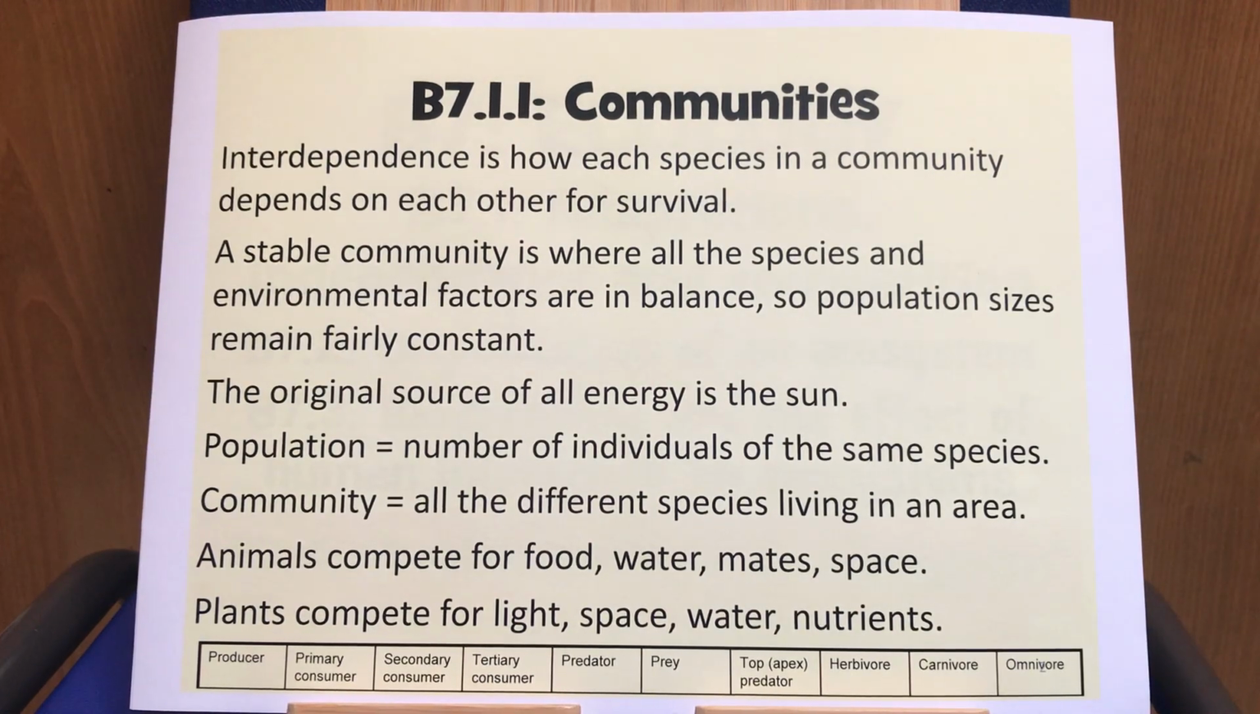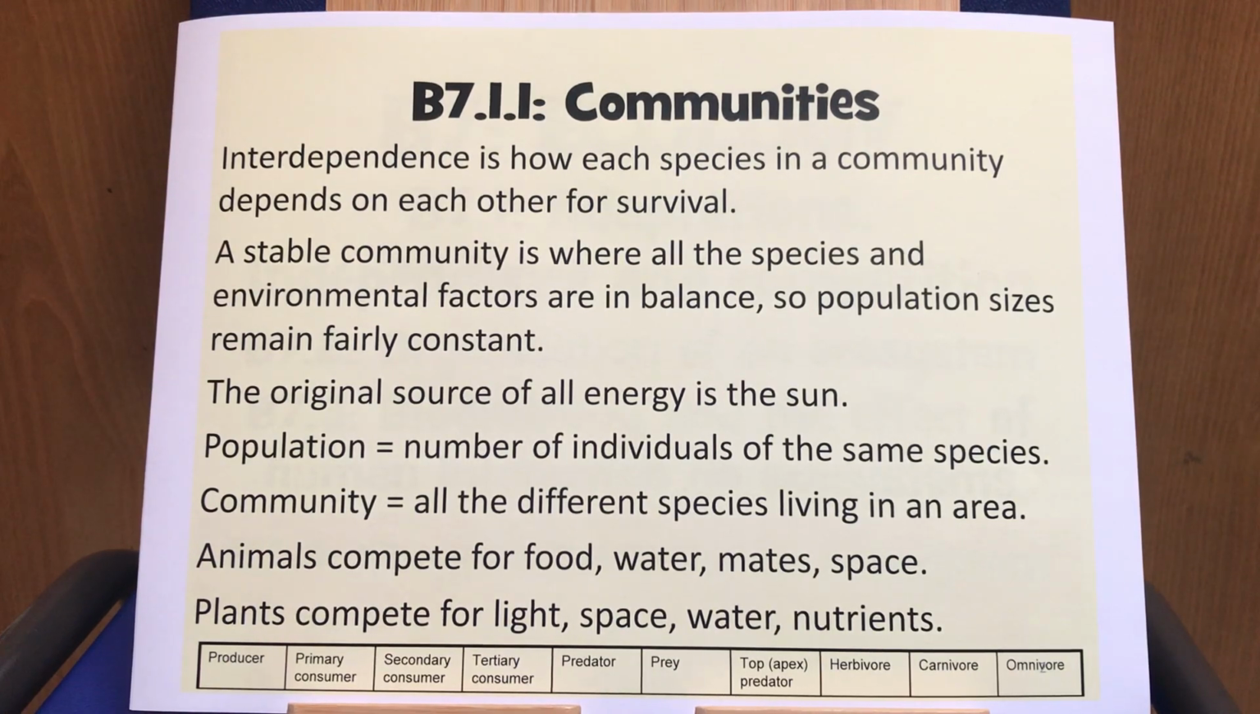Interdependence. This is how different species are dependent on each other for survival. So inter meaning between and dependence depending on each other. We can describe a community, which is all of the different species living in that area, as stable if the number of the individuals of each species stay roughly the same. Okay, so if those population sizes stay the same, we can describe the area as having a stable community.